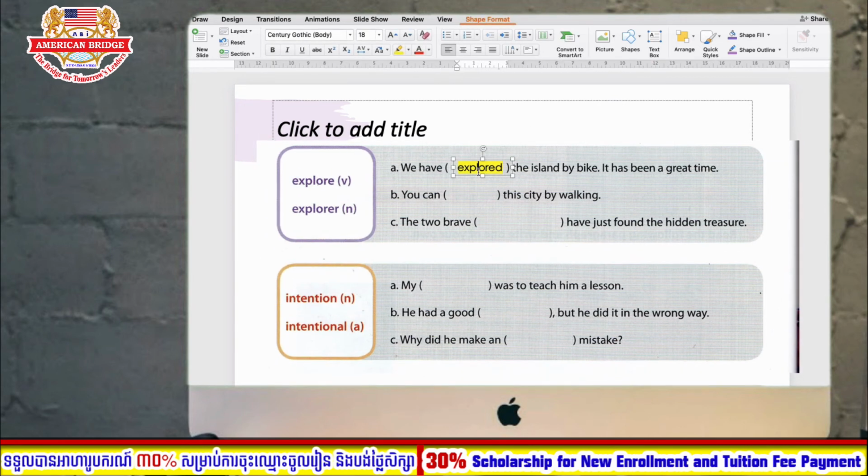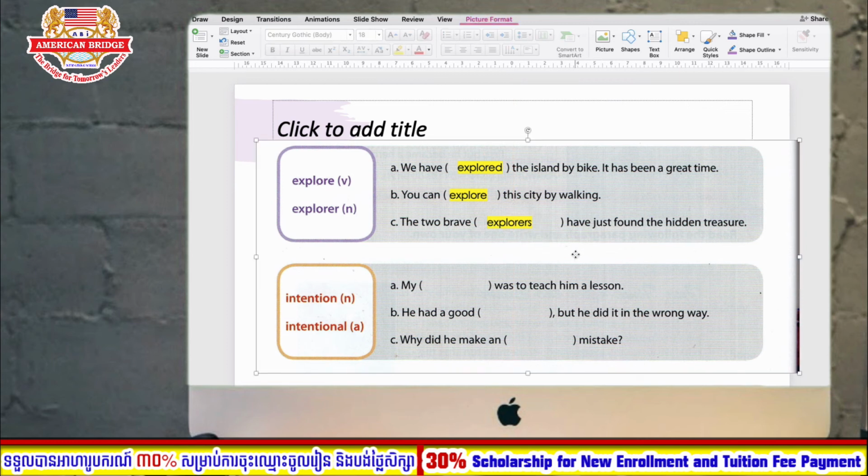Okay, move on to letter B. You can explore the city by walking. Actually, this is in the present tense. The last one: too brave. So too brave, it expresses the people. So it's supposed to be the noun explorer, but with s as well, because too is plural. Explorers have just found the hidden treasure.